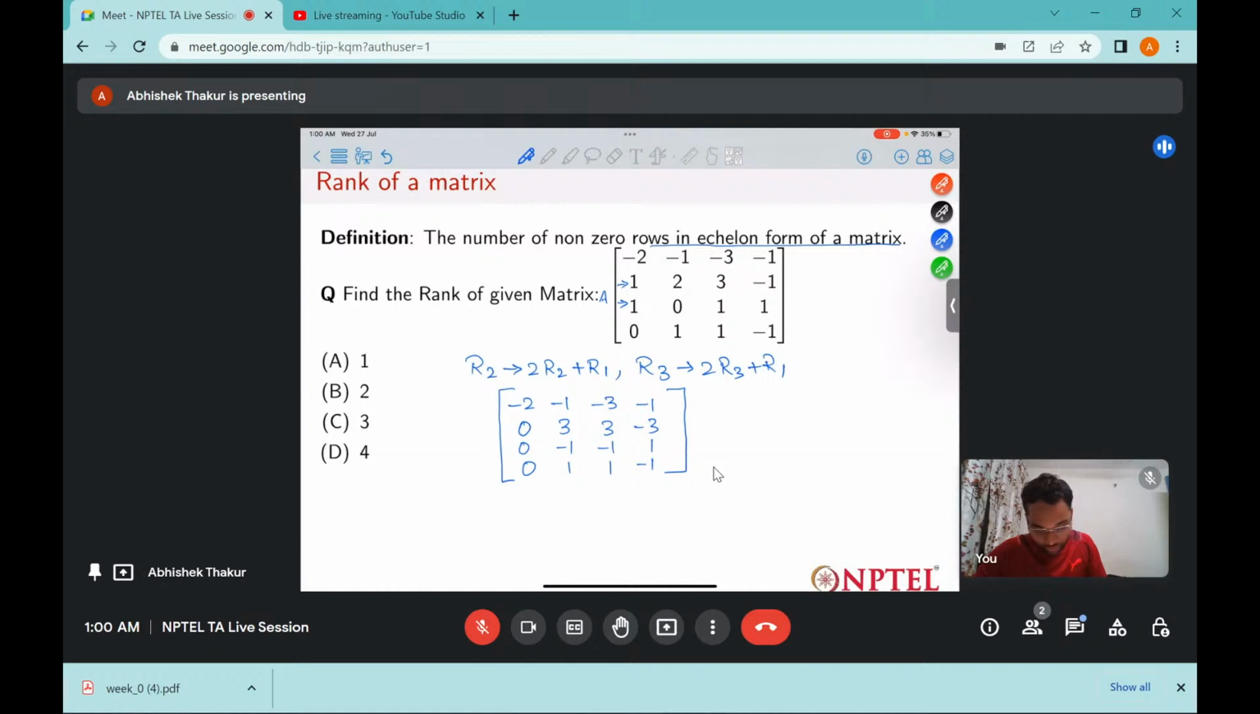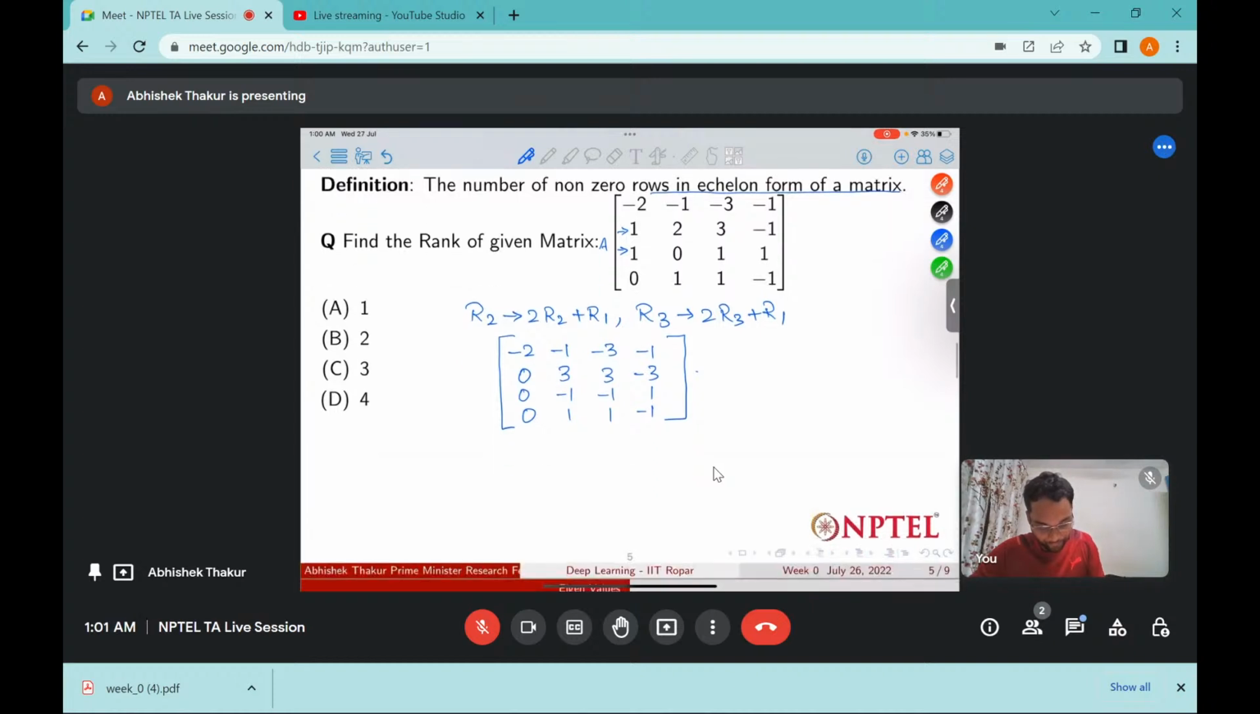So next, we have to make these two elements 0. For this, we will do one more transformation. This time we will transform row 3 as 3 times row 3, because if we do 3 times row 3, then this element will be minus 3 and we will add it to row 2, so it will become 0. So here we will add it with row 2, and we will transform row 4 as 3 times row 4, and this time minus row 2. So after this transformation, you will get the matrix.